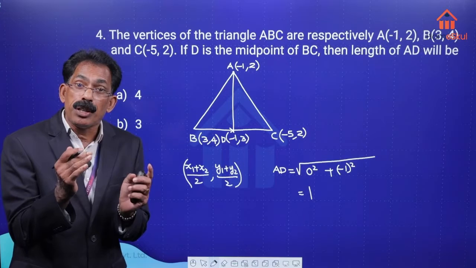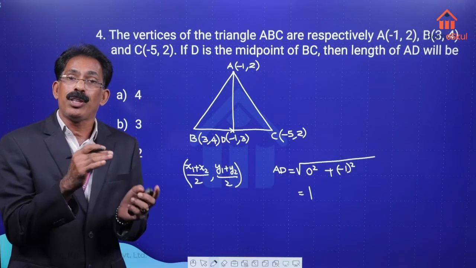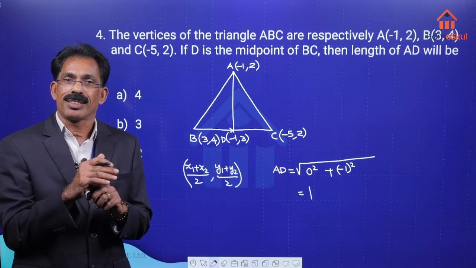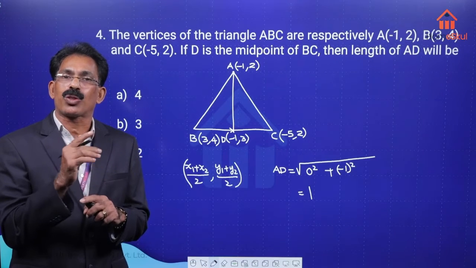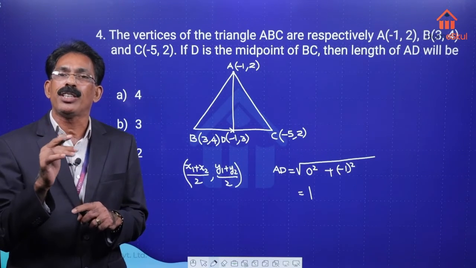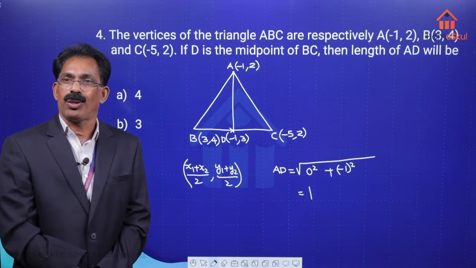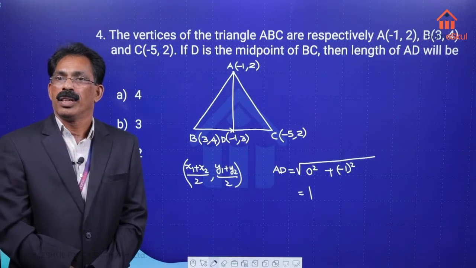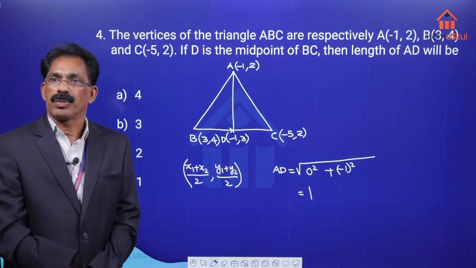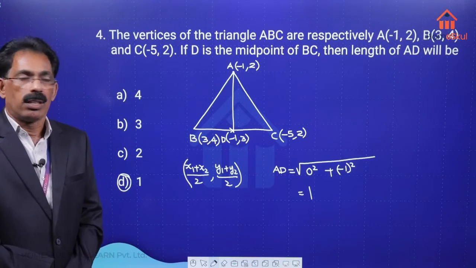In the case of the midpoint, m is to n is equal to 1 is to 1. In that case, (x1 plus x2) by 2 and (y1 plus y2) by 2 is the midpoint. Okay, that's absolutely correct, Charlie. Okay, is it clear? What is the next question?